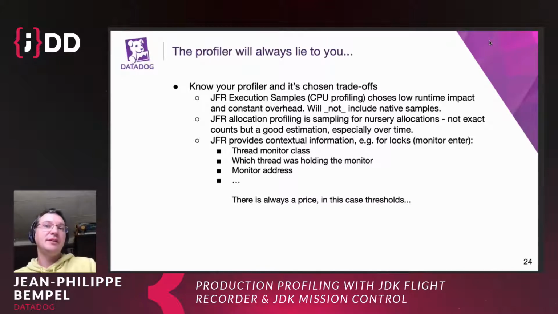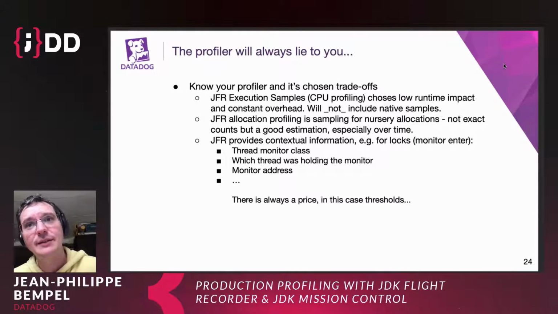Each profiler has been designed with some trade-off. For JDK Flight Recorder, the execution samples are chosen to be very low impact and constant overhead. So we have a maximum of 5 threads per sample cycle and it does not include native thread samples. Allocation profiling is sampling from the TLAB retirement. So this is an estimation, but a good one over time. And JFR collects contextual information, like, for example, locks. For the locks, you have the thread, monitor class, which thread is holding the lock, and its monitor address.